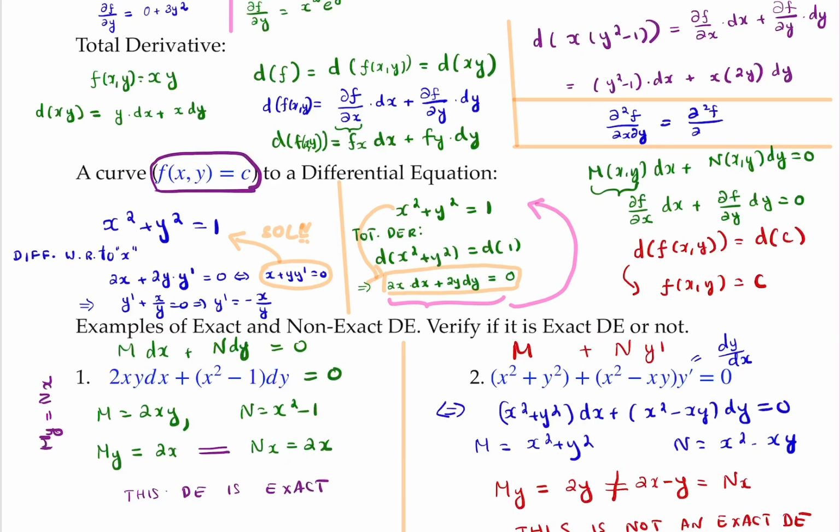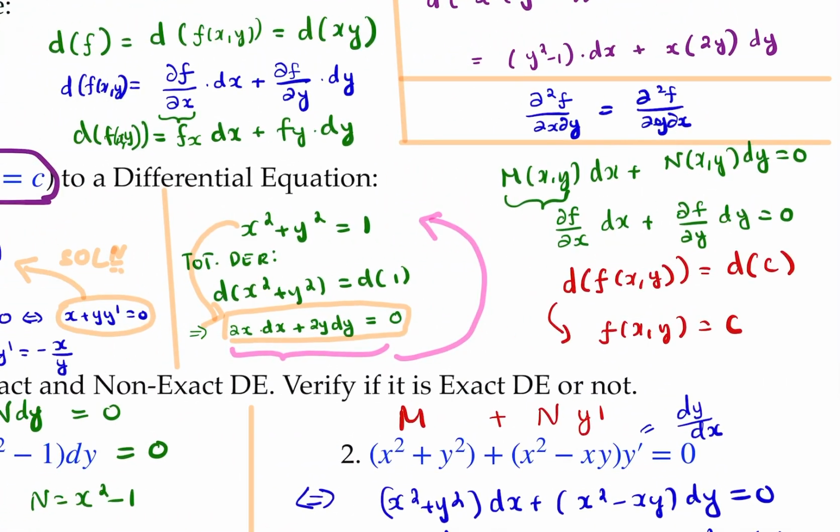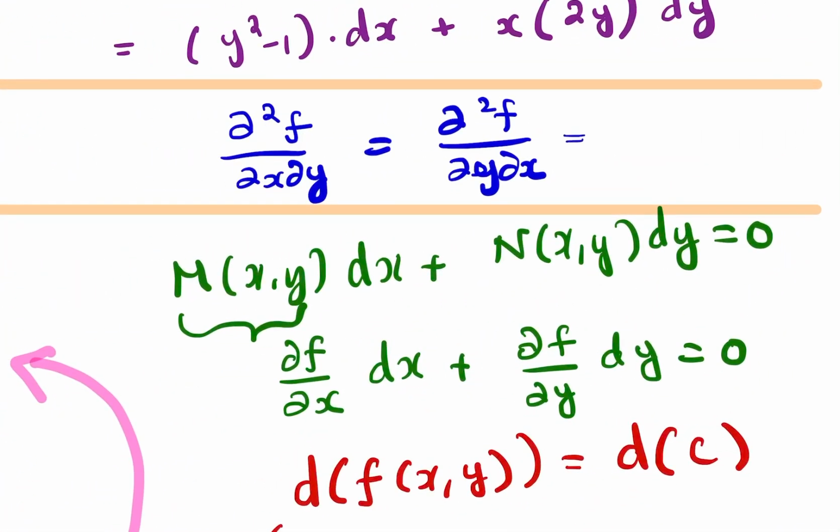What do I mean by that? It doesn't matter which order you do the second derivative of f, whether you do it with respect to x first and then y, or with respect to y first and then x. These two have to be exactly one and the same. In a simple form, we want this f_xy to be the same as f_yx.